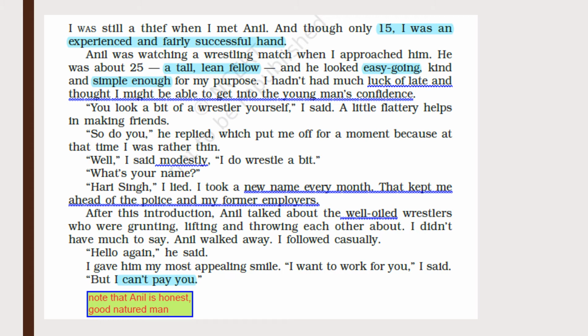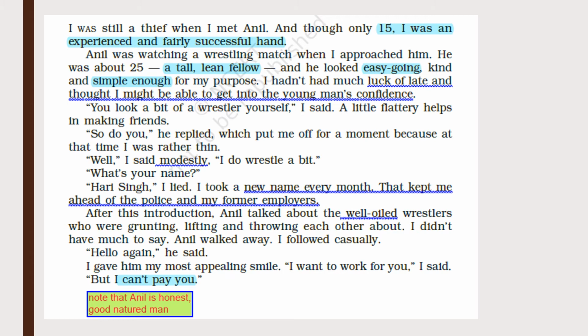I didn't have much to say. Anil walked away, and I followed casually. So, over here, what do you come to know? Did he tell the truth that I do wrestle a bit? No, that was a lie, and he used to tell lies so that people couldn't catch him. Anyways, because he told a white lie that he was a wrestler, too, Anil knew more than he could have known about wrestling, and still he kept on following Anil.